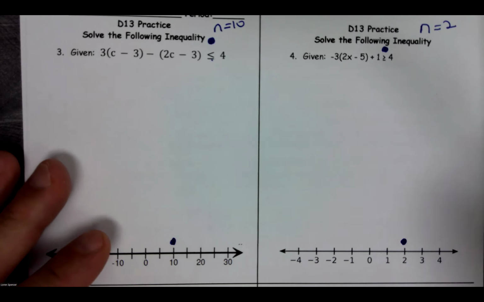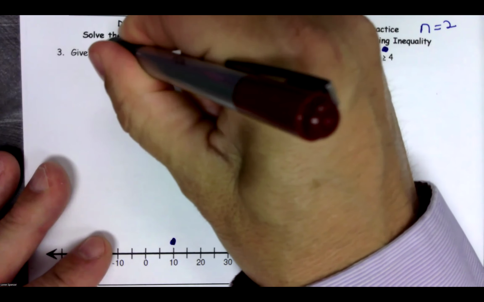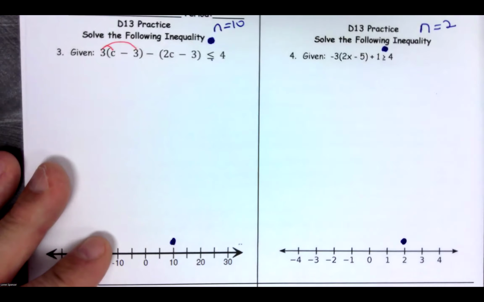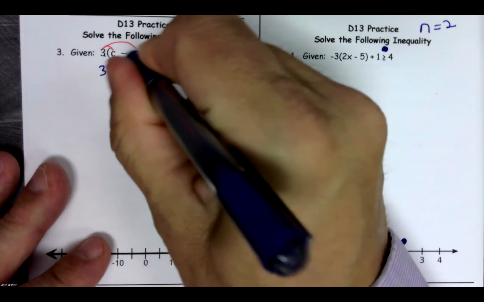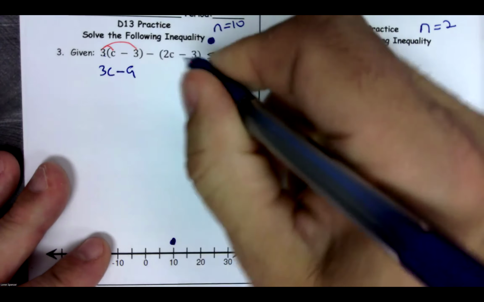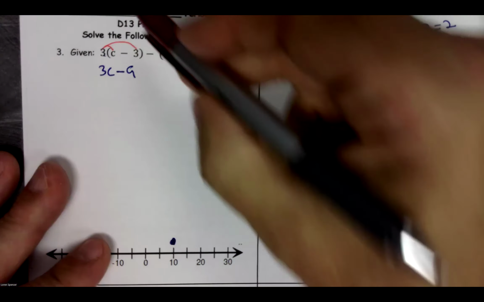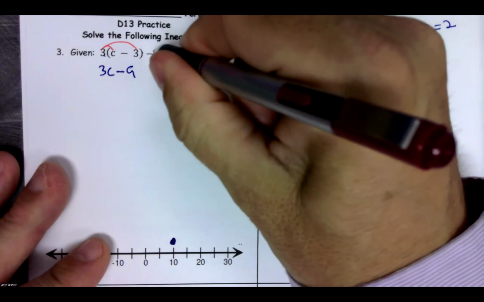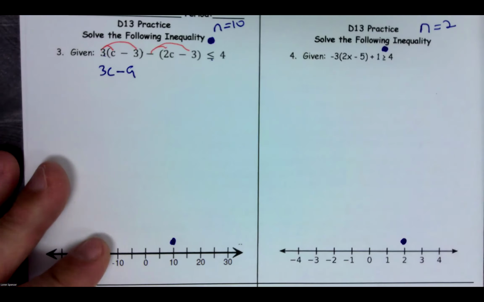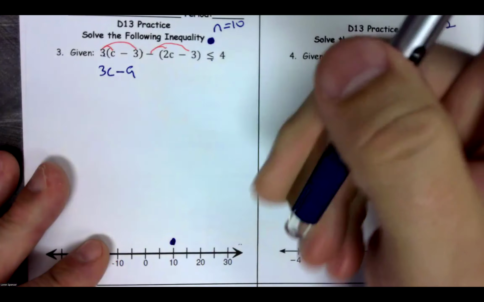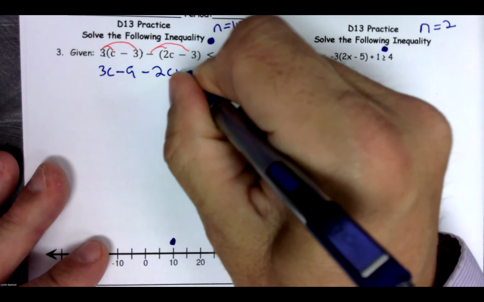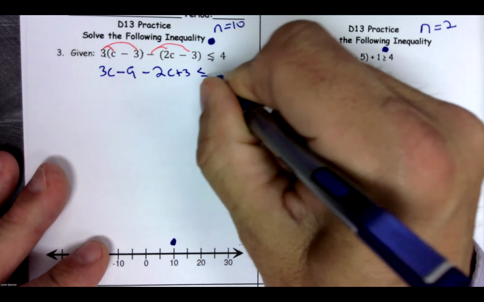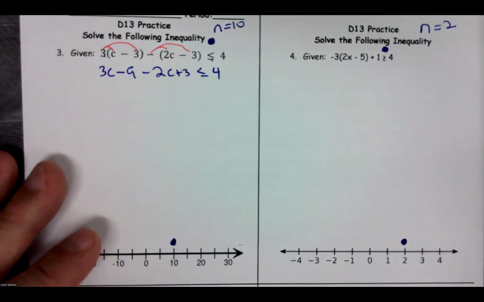So once again, I'm going to have to distribute. So this becomes 3c, 3 times 3 is 9, minus 9. Then I have to distribute the negative sign, which really just changes the signs. So this becomes negative 2c plus 3, less than or equal to 4.